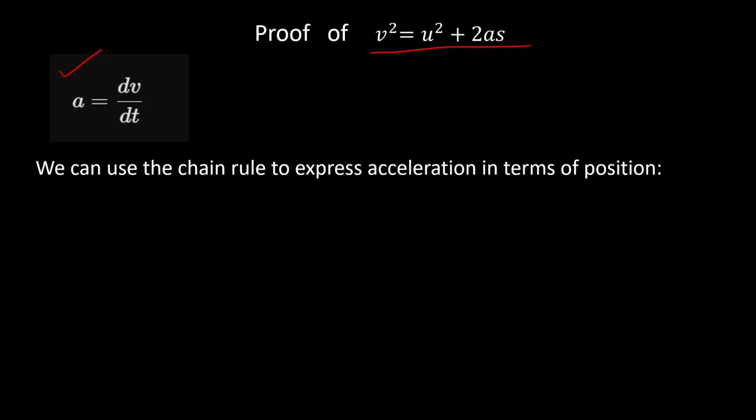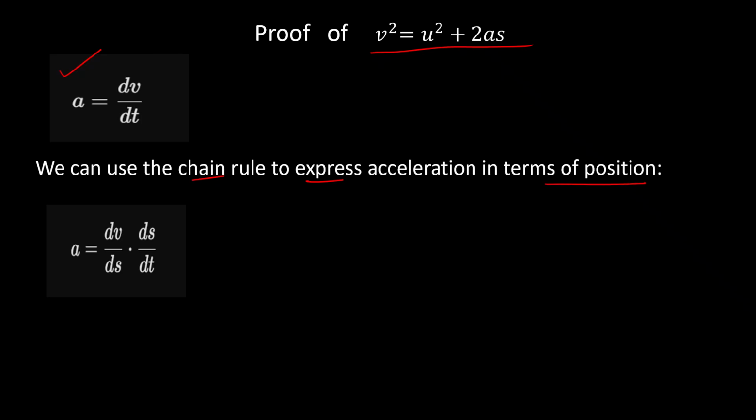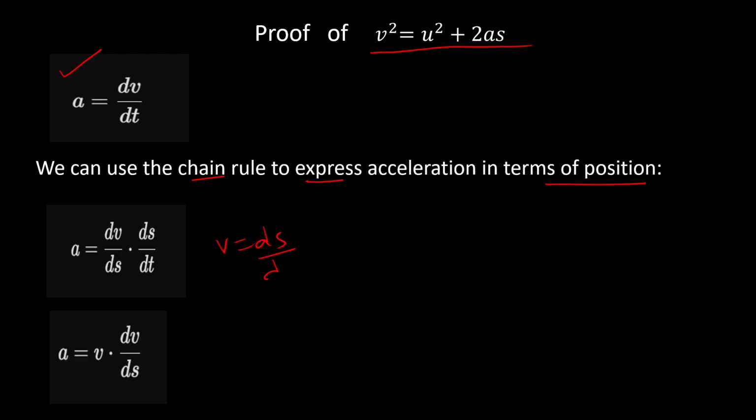Now, we can use the chain rule from calculus to rewrite this. We introduce the position variable, s, by writing a equals dv by ds multiplied by ds by dt. Notice that ds by dt is simply the definition of velocity, v. Therefore, substituting v back into our equation, we get the elegant result, a equals v multiplied by dv by ds.